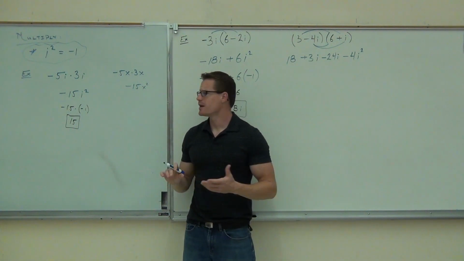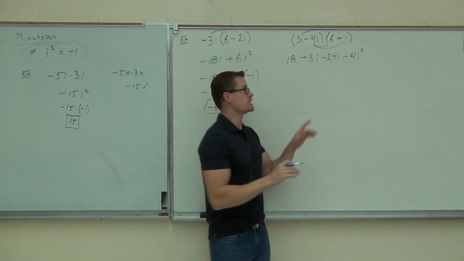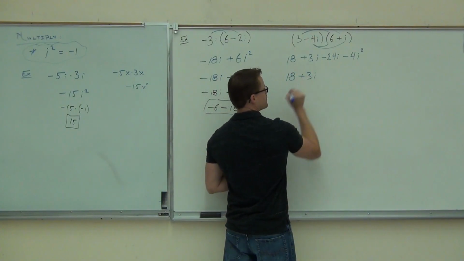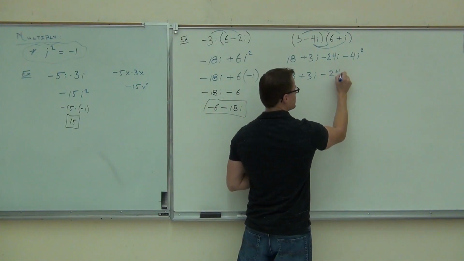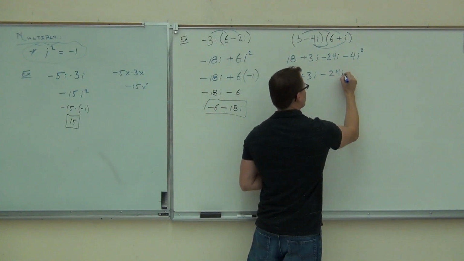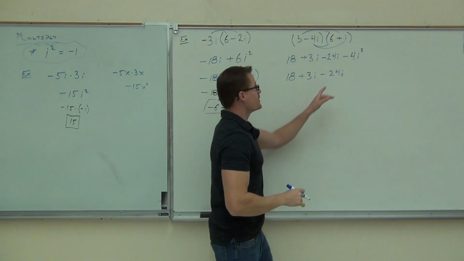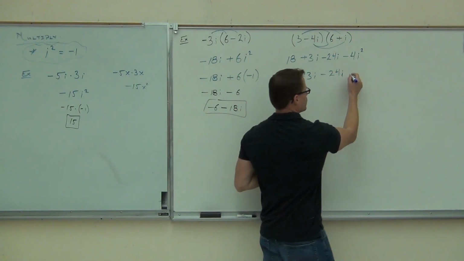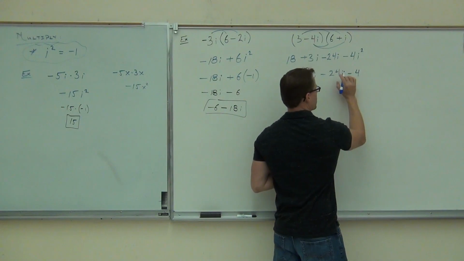Now, before we go and combine anything, we're going to change any i squares that we see. Of course, I have the 18. That's good to go. And I've got the plus 3i. There's nothing I can do with that. And the minus 24i, again, there's nothing there. Well, there's something there, but I can't change it. And then over here, that i squared, that's going to be something I can change. I know I have a minus 4. I'm not going to change it yet.